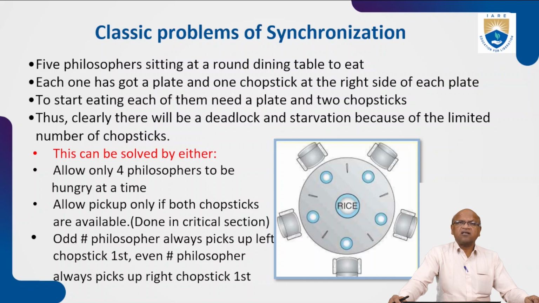Each one has a plate and one chopstick at the right side of each plate. This is the condition: to start eating, each of them needs a plate and 2 chopsticks. One chopstick is already there. Thus, clearly there will be a deadlock and starvation because of the limited number of chopsticks. This can be solved by allowing only 4 philosophers to eat at a time, or allowing a pickup only if both chopsticks are available, or by having odd philosophers always pick up the left chopstick first and even philosophers always pick up the right chopstick first. So these are the conditions.